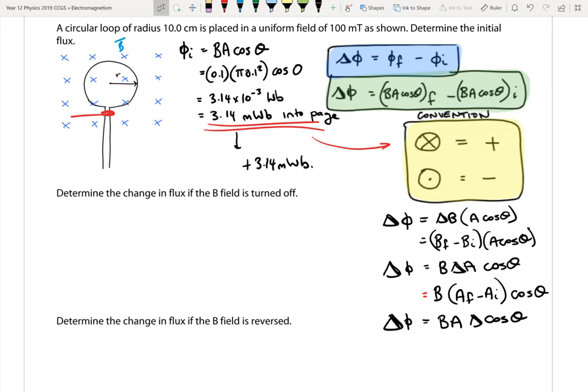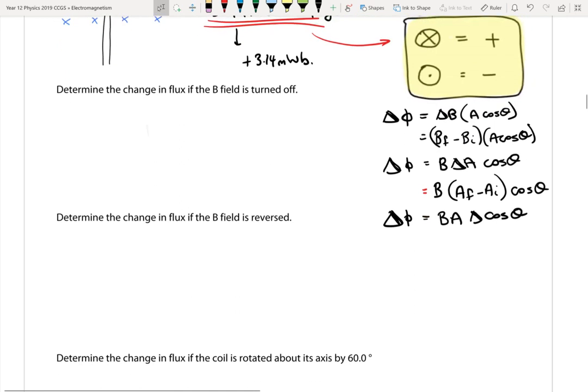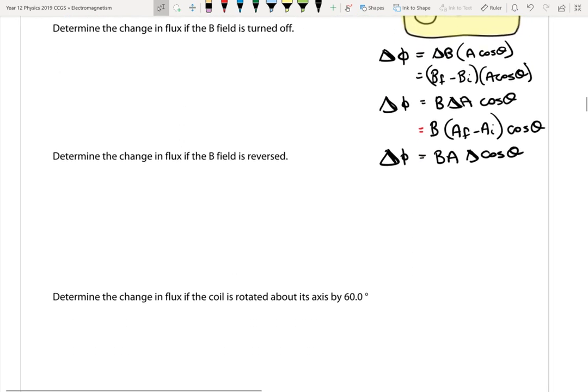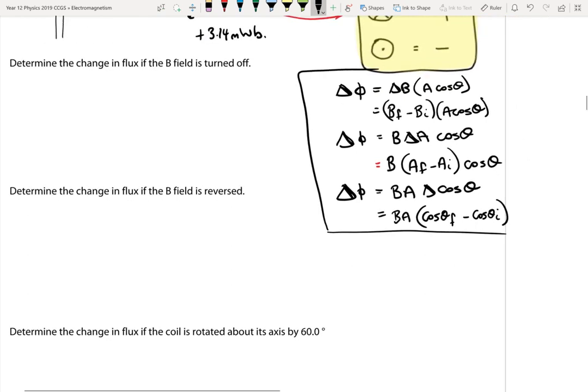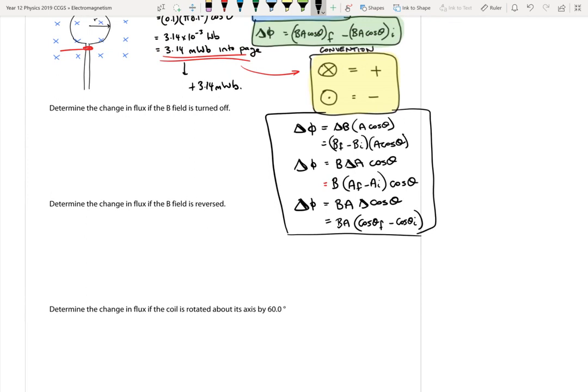So there's 3 different ways. You can change the field, you can change the area perpendicular, or you can change the angle of the coil. Let me just quickly write B A bracket cos theta final minus cos theta initial. So just those are the 3 ways to change flux.